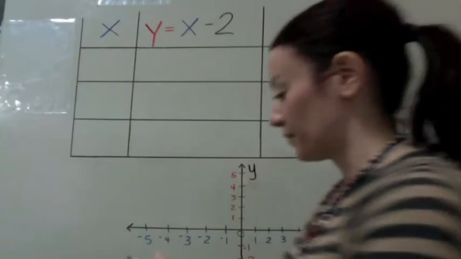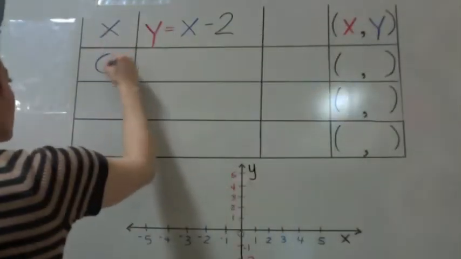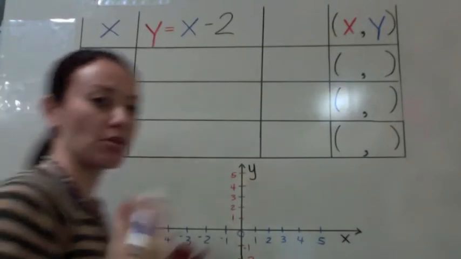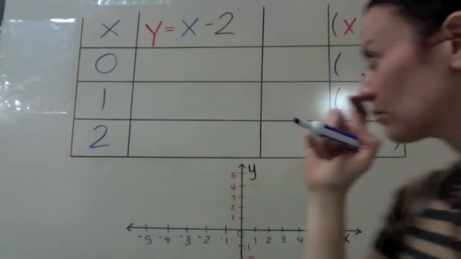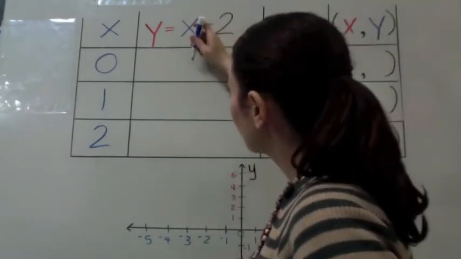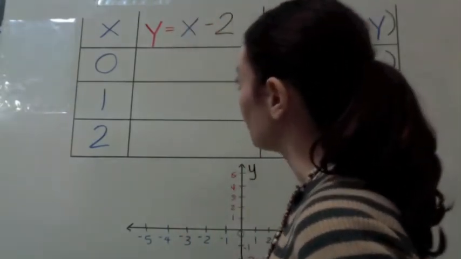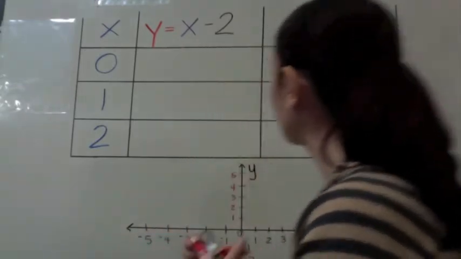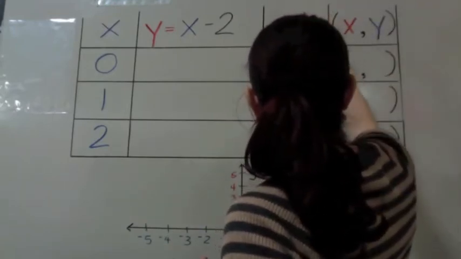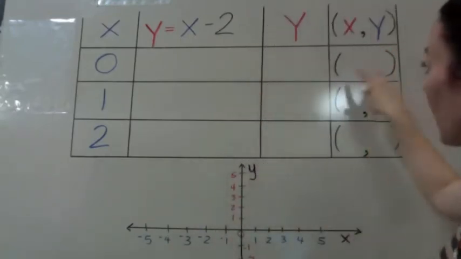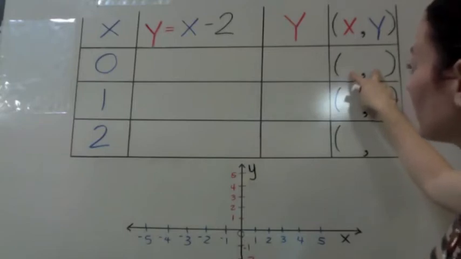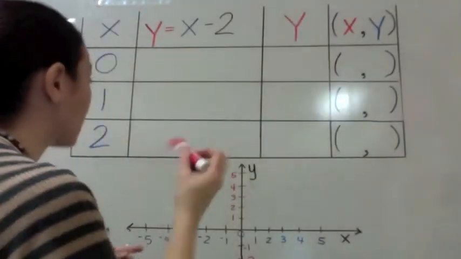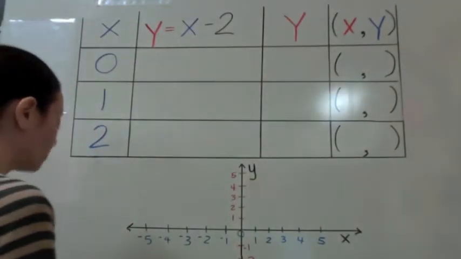We're going to use 0, 1, and 2. Now I could have chosen any numbers, but I chose those so that it would be simple for you. Okay? We're going to plug in each value of x, subtract 2 to get a value of y. And we're going to put y in this column here. Once we found x and y, we'll put them in an ordered pair so that we can graph a point, and then once we have our 3 points, we can connect the dots to make a line. So let's go ahead and begin.